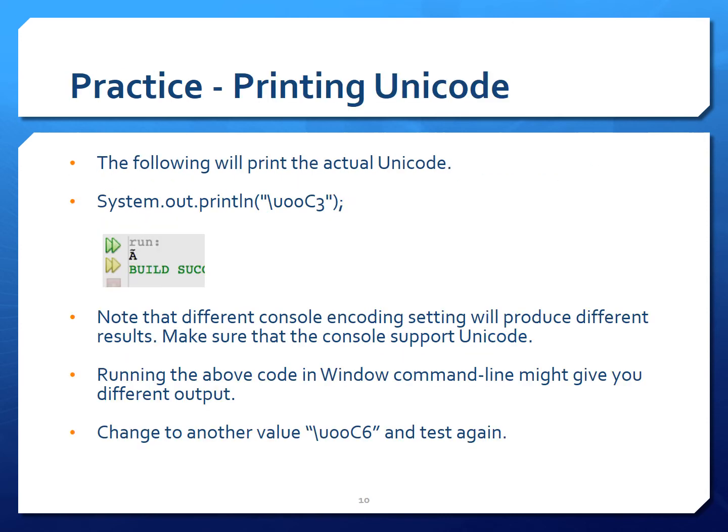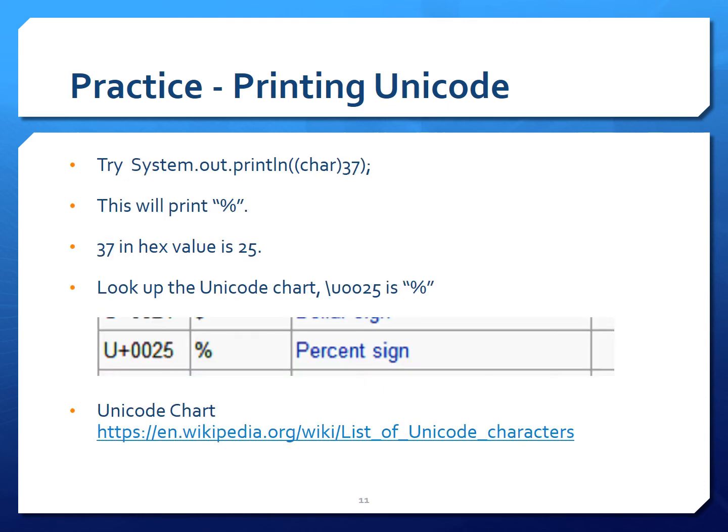Practice time. Pause this video and print the letter A tilde on console. Change to another value, 00C6, and test again. Practice time. Pause this video and use the Unicode value to print the % symbol on console. Go to the URL for the Unicode chart and double check if the % Unicode value is indeed 25.